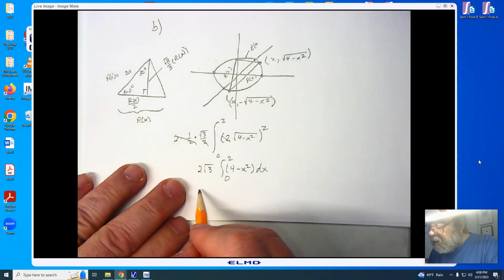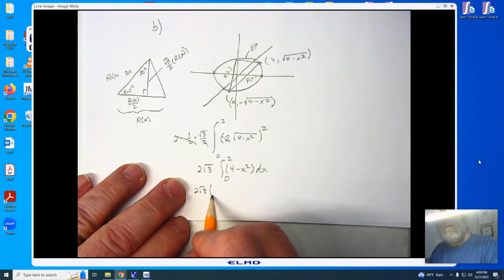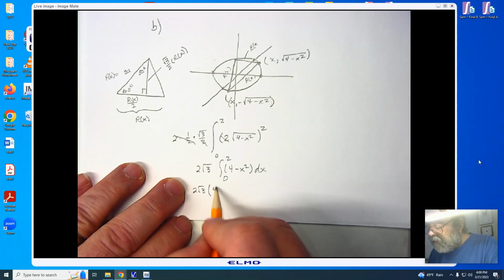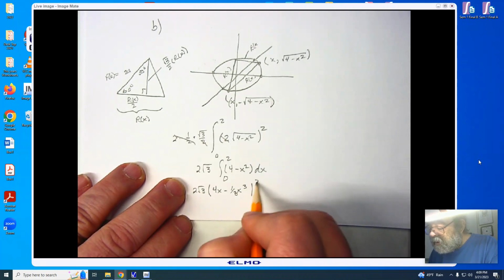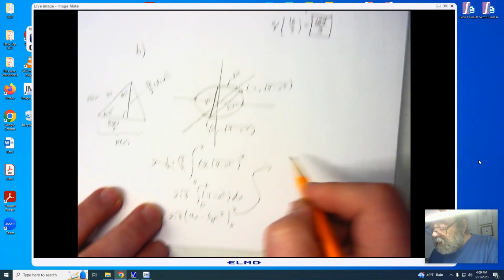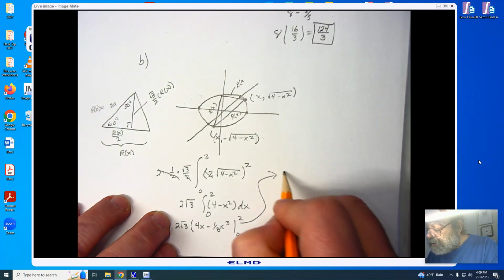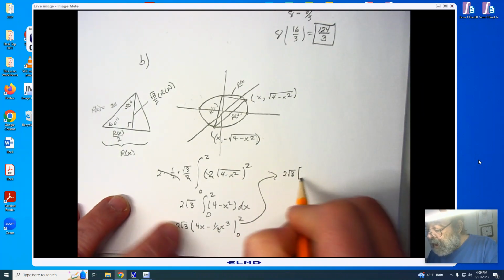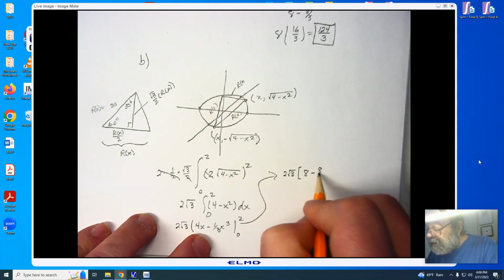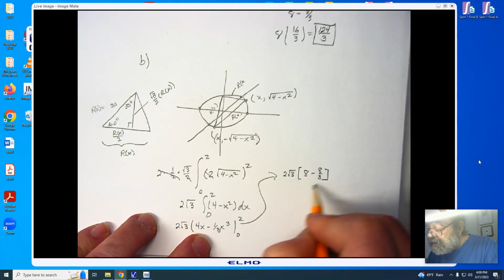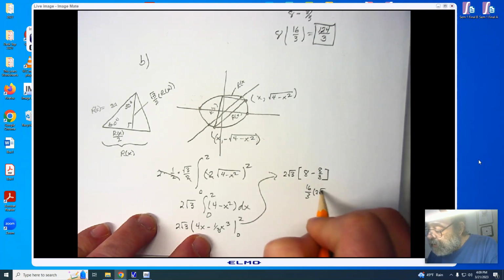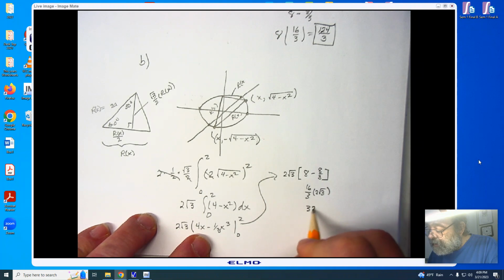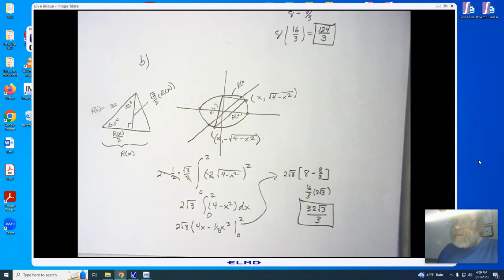And as I do, I'm looking at 2 root 3, and I have my integration. That's 4x minus 1/3 x cubed from 0 to 2. That's going to give me 2 root 3 multiplied by 8 minus 8/3. That's giving me 16/3 multiplied by 2 root 3, and my answer is 32 root 3 thirds. And that's B.